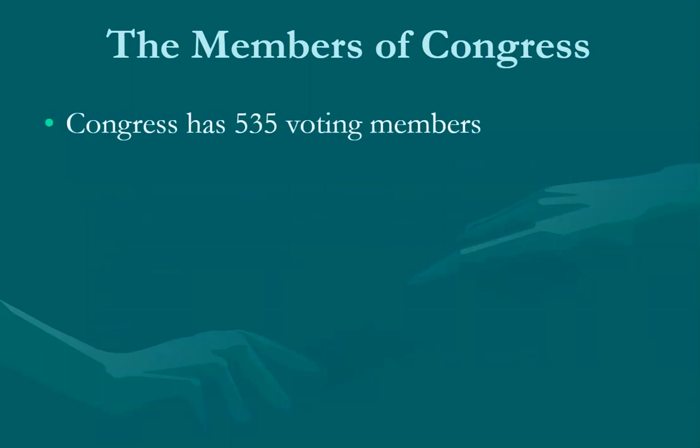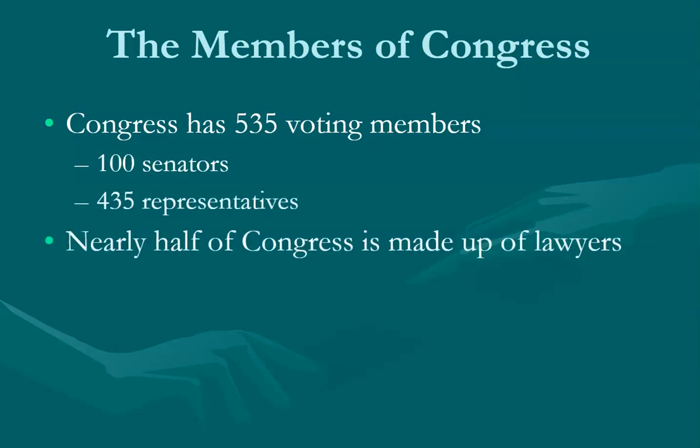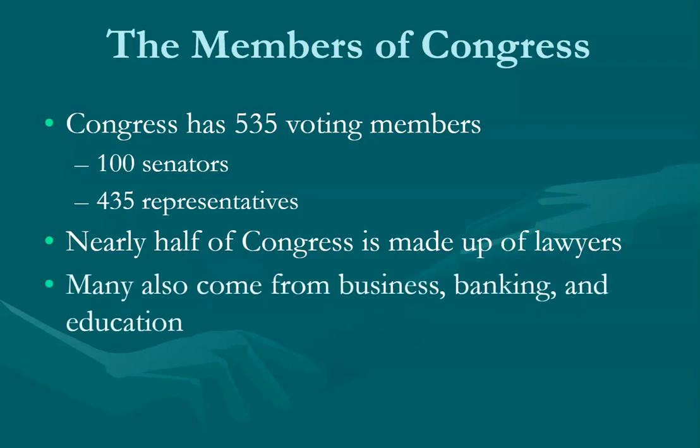Congress has 435 voting members, the 435 members of the House, plus the 100 senators who vote. There are 100 senators, 435 representatives. Now, nearly half of Congress is made up of lawyers, and I feel confident putting that up here because there's always been large numbers of lawyers entering Congress. Many also come from the business sector, from banking, from education, and other places as well.